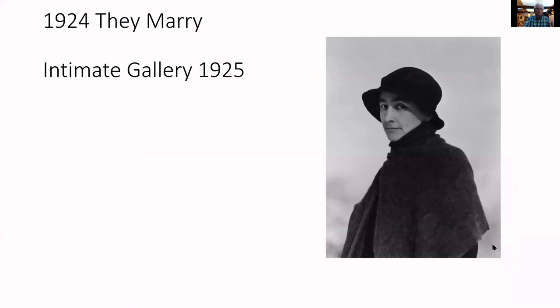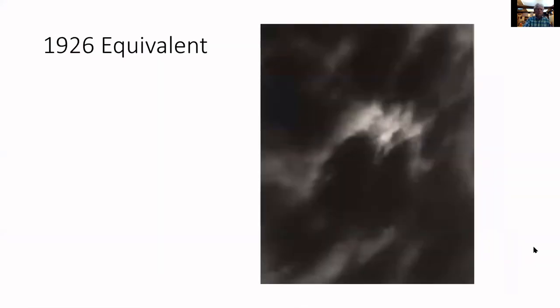In 1924, his wife finally agrees to a divorce, and they marry, and he starts another gallery called the Intimate Gallery. And you can see he's taking photographs of her now that portray her more individually and less sensually, and more, I think, as an individual, more as a powerful individual.